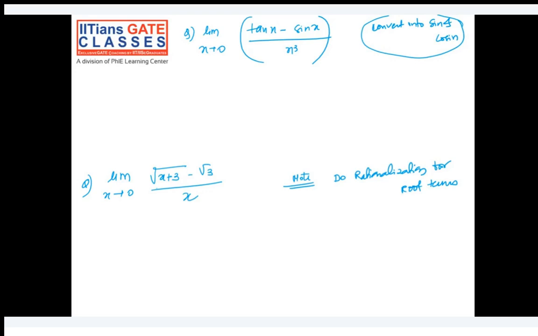What is the solution for the first question? Limit x tends to 0, tan of x can be written as sine of x divided by cos of x, minus sine of x divided by x cube. So it is sine x minus sine of x cos of x divided by x cube cos of x.